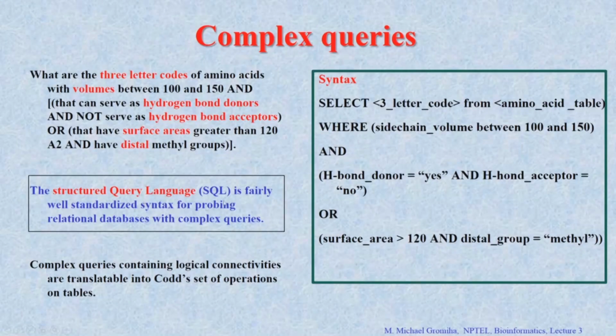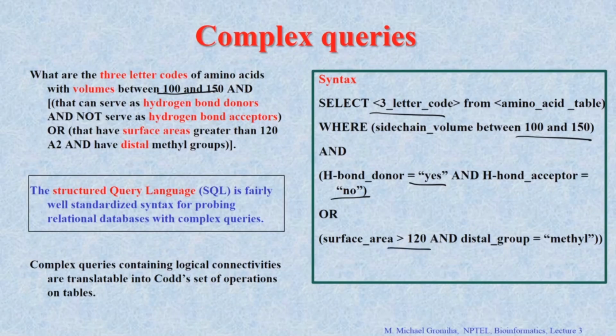So here we use the structured query language, that is called SQL. It is a well standardized language. You can get any complex query data from a relational database. So here is the syntax. First you take the 3-letter code, that is the code you need, and the conditions from where: the side chain volume between 100 and 150, okay, this will fulfill these conditions. Hydrogen donor, yes. Hydrogen acceptor, no. And then what is the next condition?